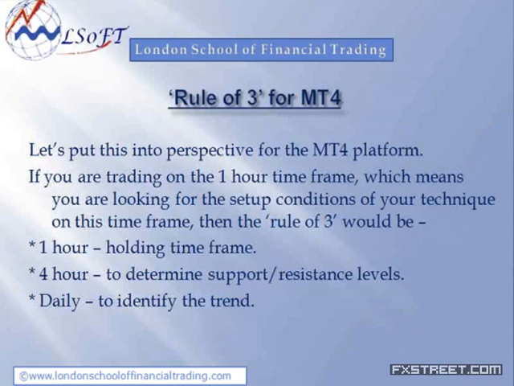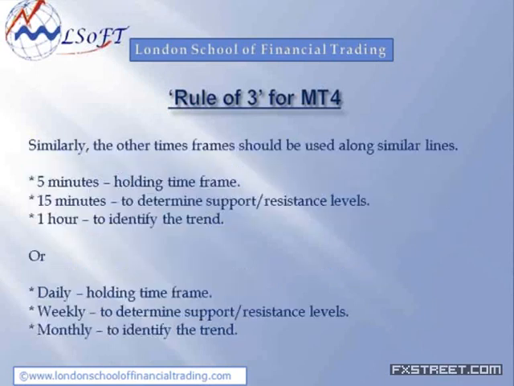You look at the next one on the MetaTrader, which is your 4 hour. You determine levels of support resistance on the 4 hour, and you look on the daily to identify the trend. Now let's get one thing clear before we go ahead. Similarly, the other time frames, just as examples, should be used along similar lines. So if you're trading on the 5 minutes, your 15 minutes becomes your time frame to look for support resistance levels. The 1 hour should be used to look at the trend.